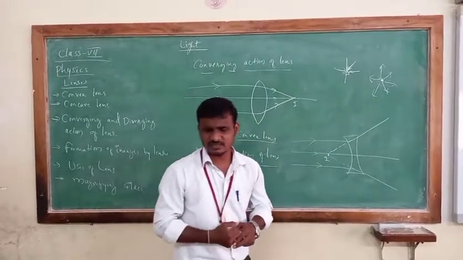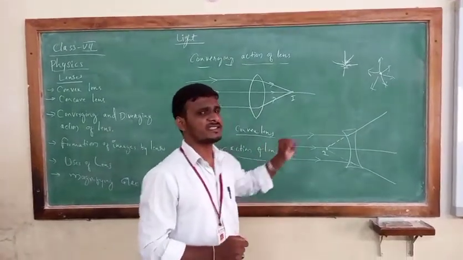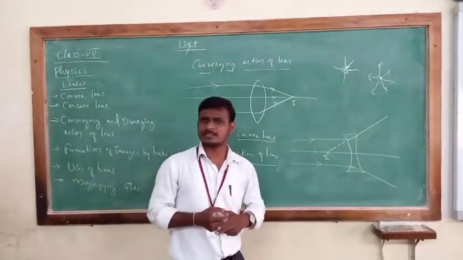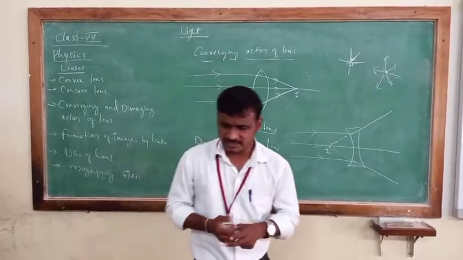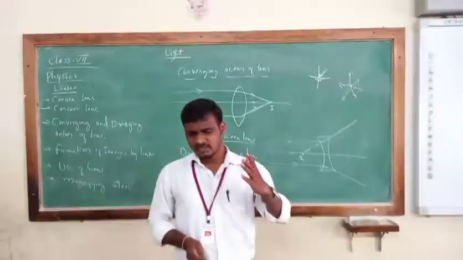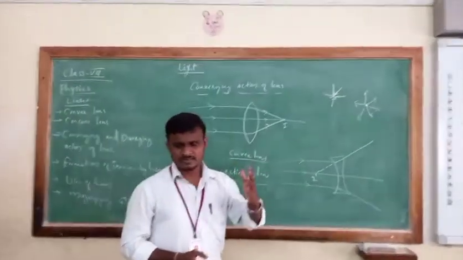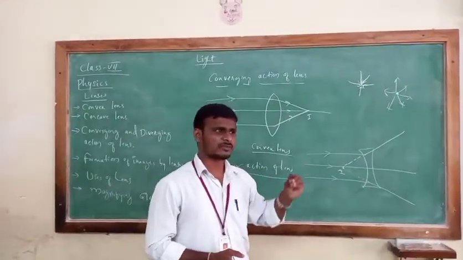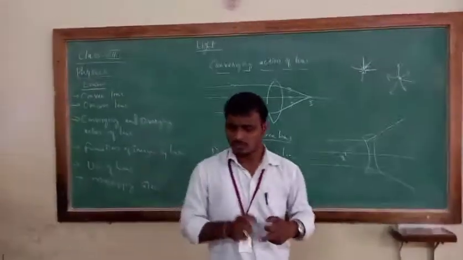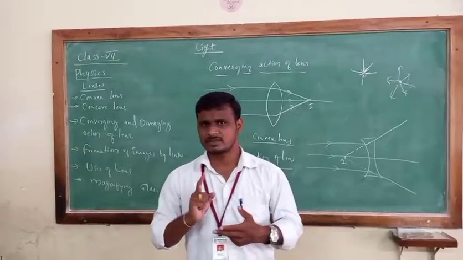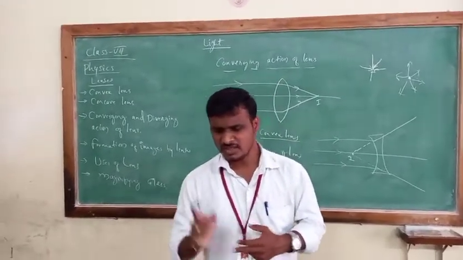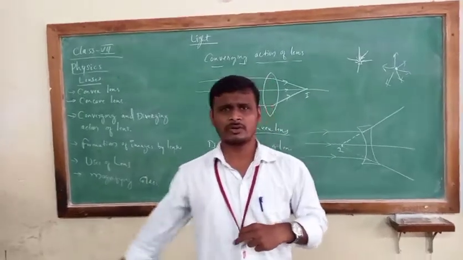This is the first difference. The second difference is that a convex lens is also called a converging lens, whereas a concave lens is called a diverging lens. The image formed by a convex lens is real and inverted, whereas in a concave lens the image formed is virtual and erect. These are the differences between the convex lens and concave lens.